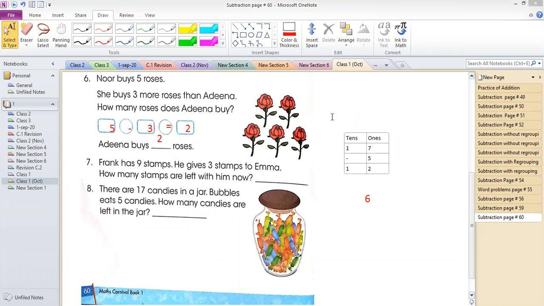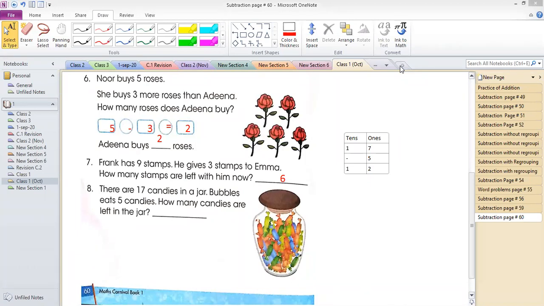Anas Muhammad. Yes. Question number 8. There are 17 candies in a jar. Bubble eats 5 candies. How many candies are left in the jar? Yes. 12. Very good. I'll take one more student. Abdul Rauf. Yes, 17 minus 5 equals 12.